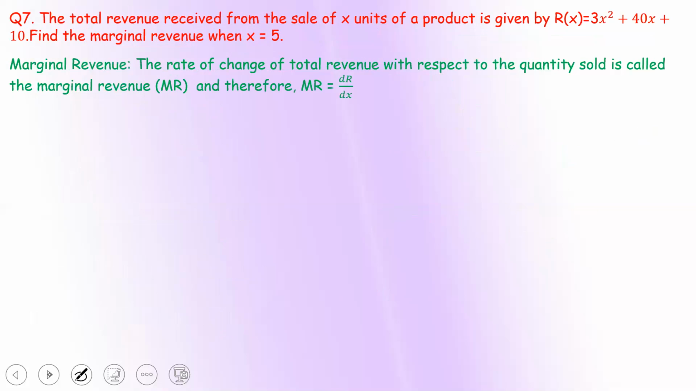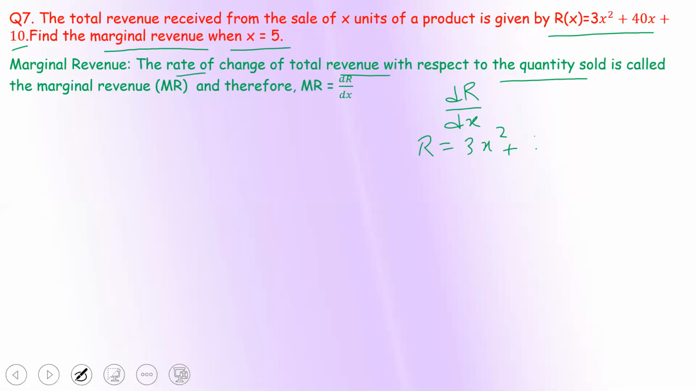And another is marginal revenue. That is the rate of change of total revenue with respect to the quantity. That is, if the total revenue is R, then dR dx is the marginal revenue. So here R is given and you need to find the marginal revenue when x is equal to 5. Just find the derivative of R with respect to x. Here R is given 3x square plus 40x plus 10. So what is dR dx?